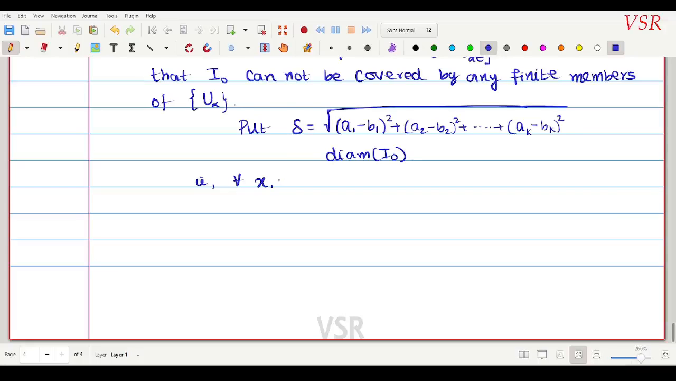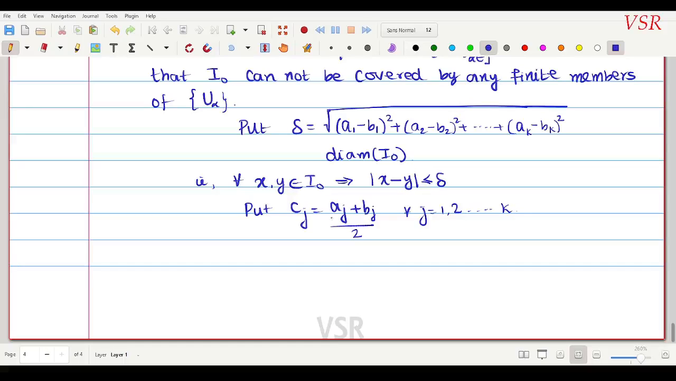Diameter of I0 means that for every vector x, y, if you take two elements in I0, the distance between x and y, that is modulus of x minus y, is always less than or equal to delta, for every x, y belonging to I0. Now put cj equal to aj plus bj by 2, the midpoint between aj and bj, for every j equal to 1, 2, up to k. By introducing this cj, my I0 is split into 2 power k cells.